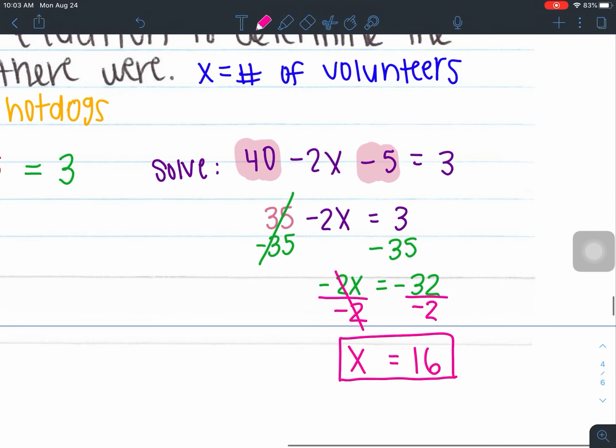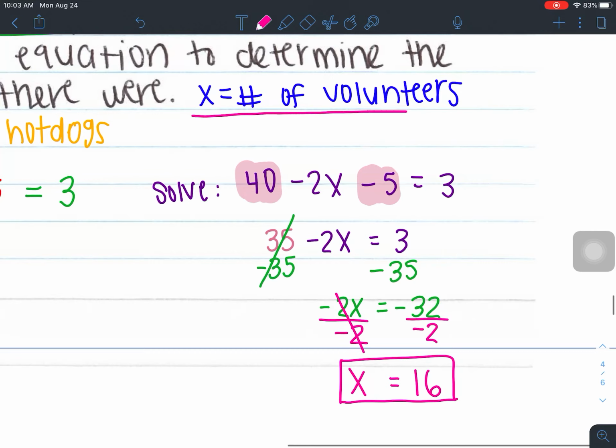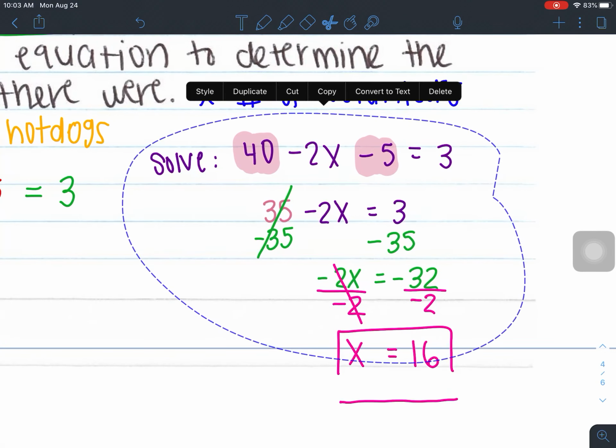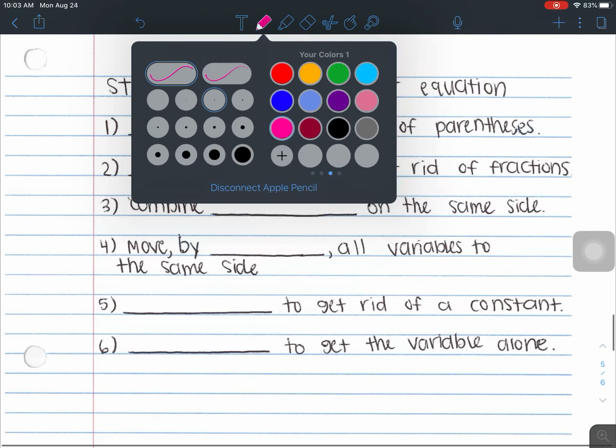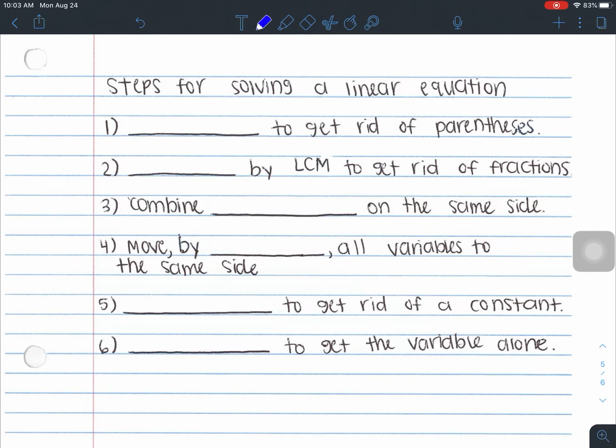But what does that really mean? It means that's how many volunteers I have, because x was equal to the number of volunteers. If x is the number of volunteers, that means I had 16 volunteers. So that is how you would go about solving that problem. Let's go ahead and go over the steps really briefly, and then we'll wrap up this video.